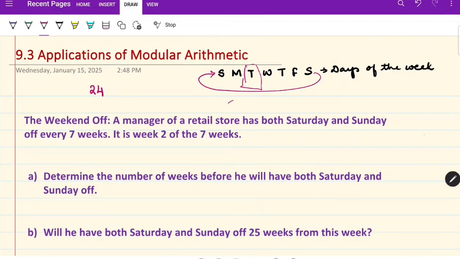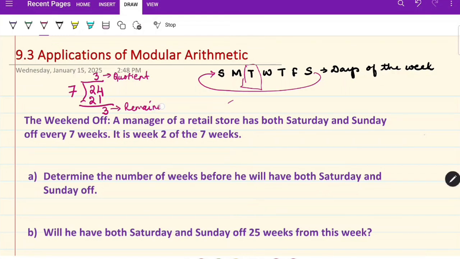What is a modular operation? It involves a process of division. If the question asked is what day would it be 24 days from today, then you take your 24 and you divide it by the length of your cycle. Here the length of the cycle is 7. So we are going to divide 24 by 7. 3 times 7 is 21, and the remainder is 3 as well. So we have a quotient of 3, and in this case we also have a remainder of 3.